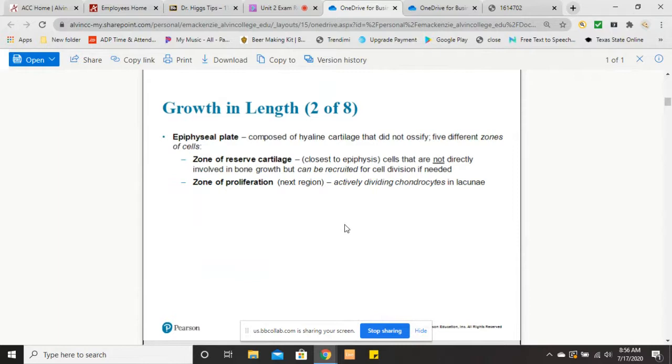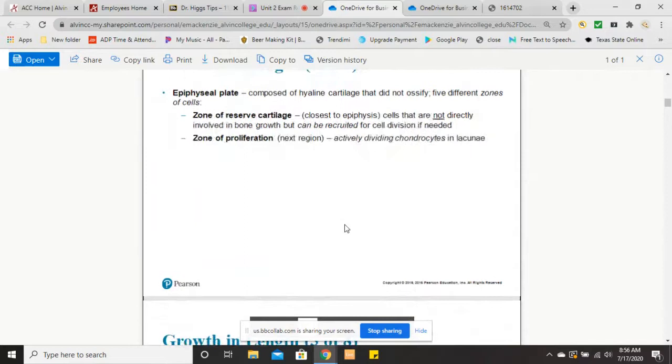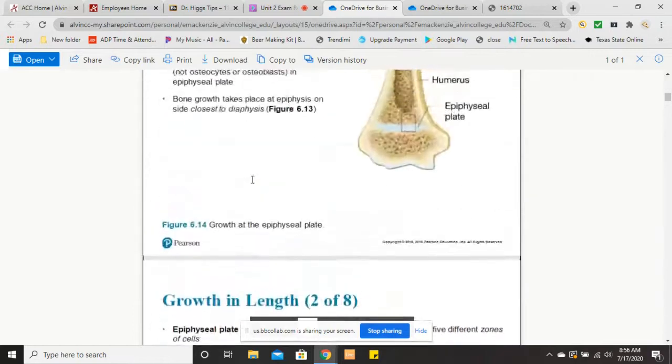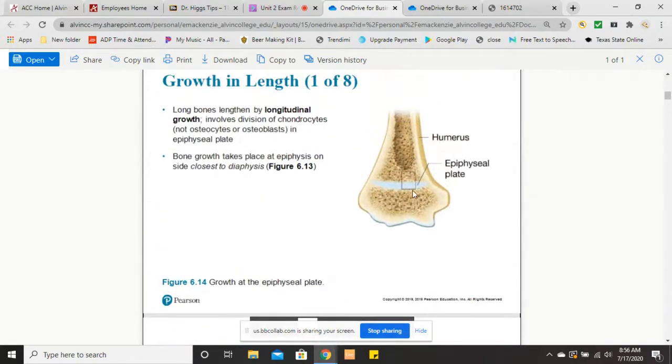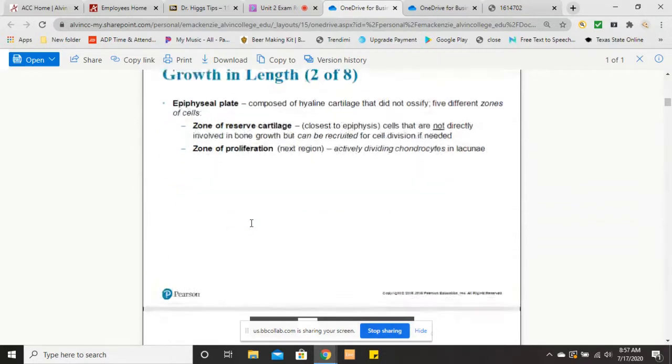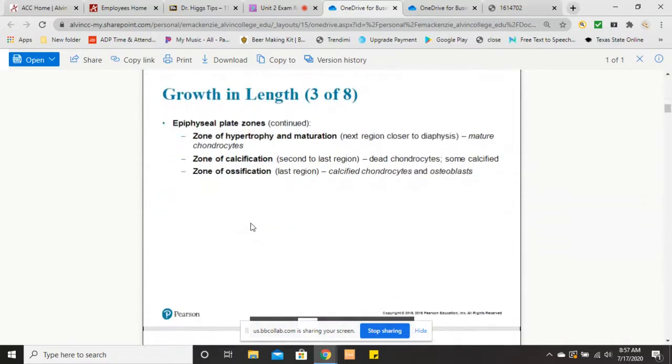And when we look at the epiphyseal plate, I mentioned we break it down into different zones. You've got to know your zones in order and what happens in each zone. It's in order. So we're starting in the epiphyseal plate closer to the epiphysis side. So if we were to go back to this picture, we start off on the side closer to the epiphysis and we're going towards the diaphysis. That's the order. So closer to the epiphysis side is the zone of reserve cartilage, sometimes called the zone of resting cartilage in case you use a different textbook. Then there's the zone of proliferation, followed by the zone of hypertrophy and maturation. Then there's the zone of calcification. And then closer to the diaphysis is the zone of ossification.